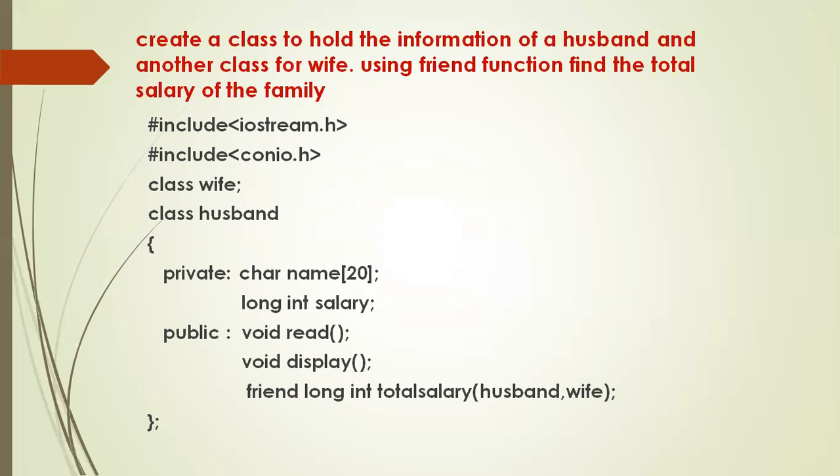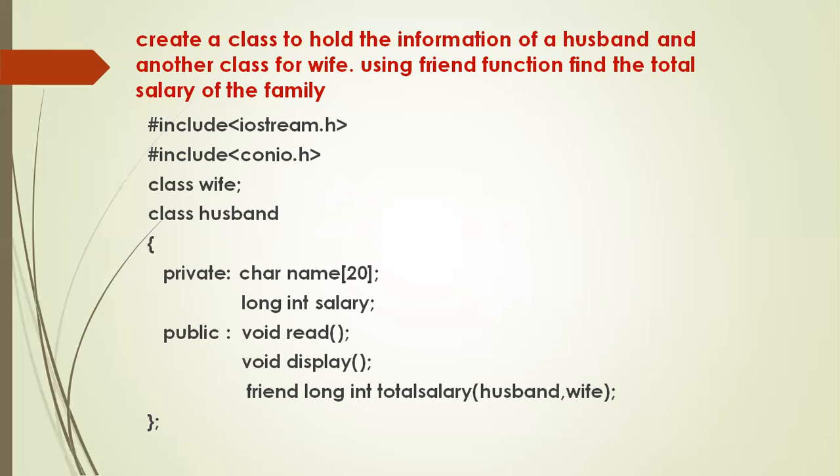Hash include iostream.h. Here the task is to create a class to hold the information of a husband. What is the information of a husband? Husband name and his salary. So the first class is husband, which has the private data name and salary, and another class called wife, which also has data like the name of the wife and the salary. The purpose is to calculate the sum of the salaries of husband and wife. Next, hash include iostream.h, hash include conio.h. For the time being, don't bother about the first line, class wife semicolon.